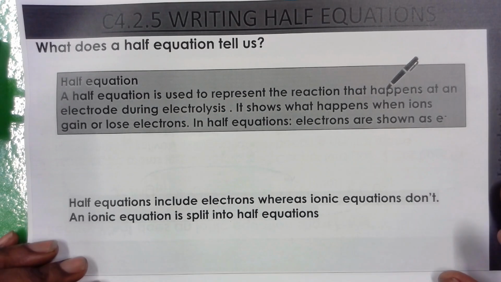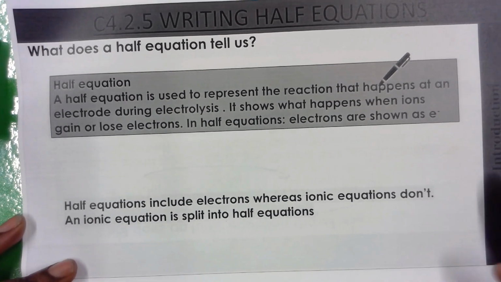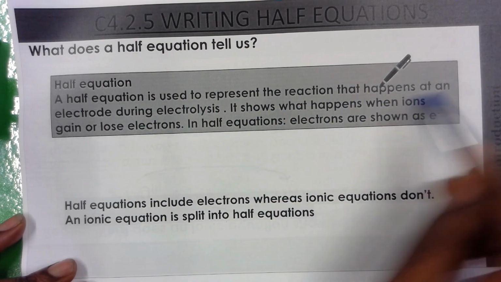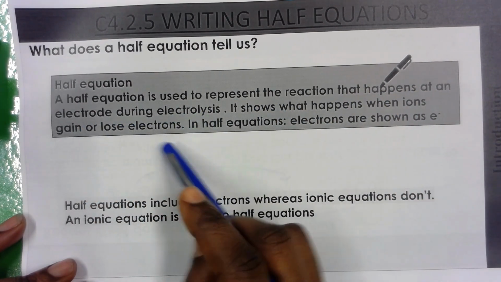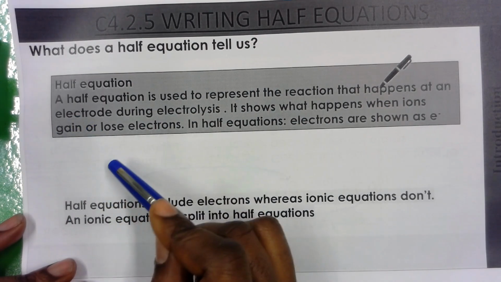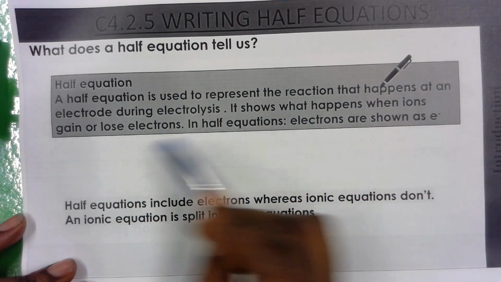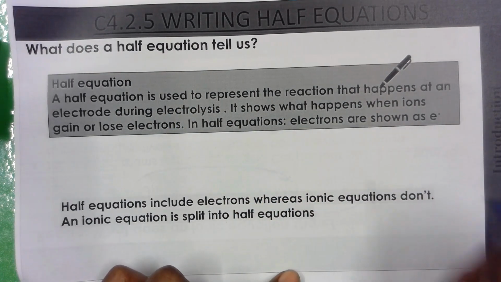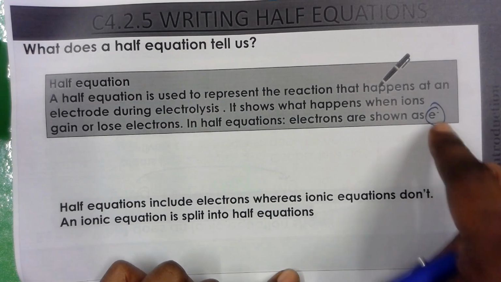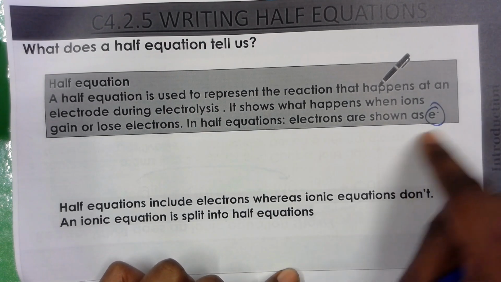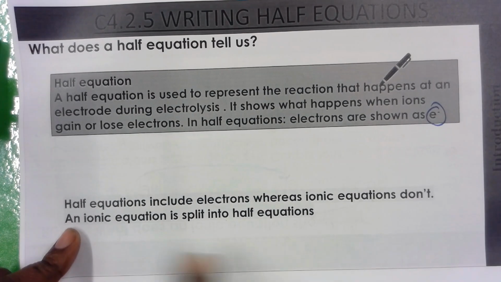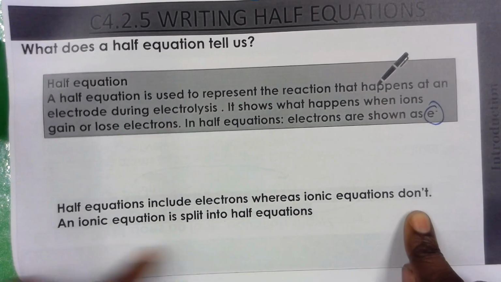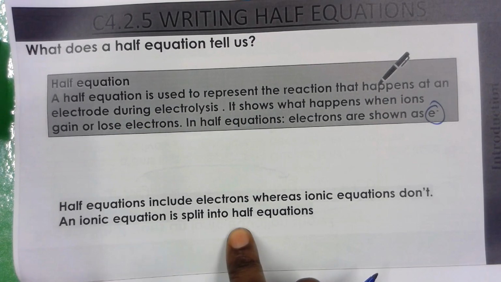What is a half equation, or what does a half equation tell us? So a half equation is used to represent the reaction that happens at an electrode during electrolysis. So remember, our cathode and our anode. It shows what happens when ions gain or lose electrons. In half equations, electrons are shown as e with our negative charge. So this is just showing us our electron. Half equations include electrons, whereas ionic equations do not. An ionic equation is split into half equations.